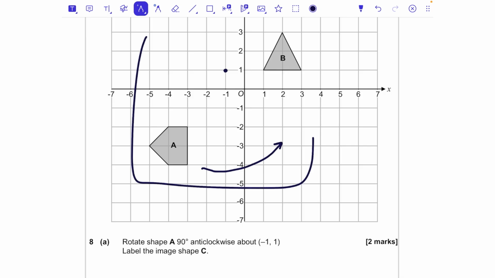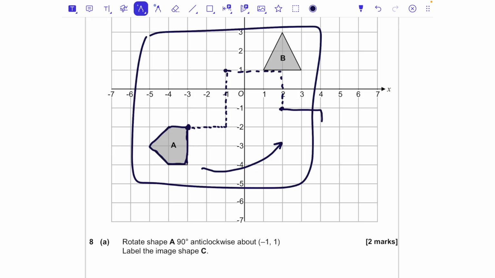Now, this is when you'd put your tracing paper over the top. You would draw round A and you would spin it 90 degrees until it is facing that way. What would happen? This point here, at the minute, it's 3 down and 2 left. It would end up here. So that's going to help me slightly. When I spin it, it's going to look like this. And that's C.